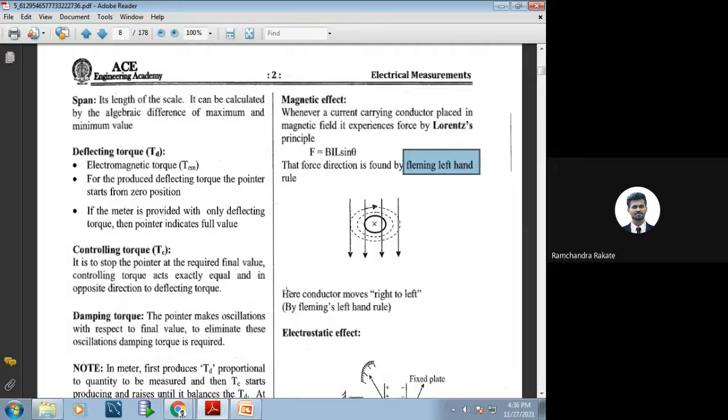Here the conductor is moving from right to left. Here the conductor is moving from left to right. So by Fleming's left hand rule, we will calculate that one.